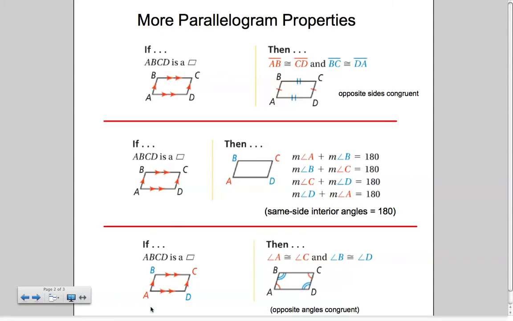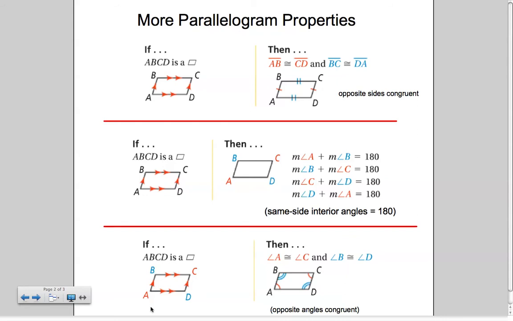One property says if you have a parallelogram, then opposite sides are congruent. The next property says if you know you have a parallelogram, then same side interior angles are equal to 180. I give you a list of them: A to B is equal to 180, B to C 180, C to D equals 180, and D to A has to equal 180. Why? Because you have parallel lines and a transversal, and you have same side interior angles.